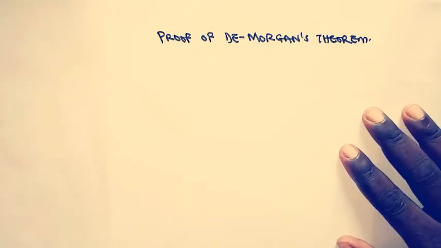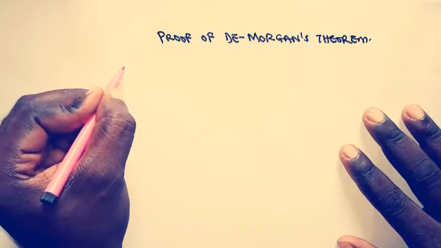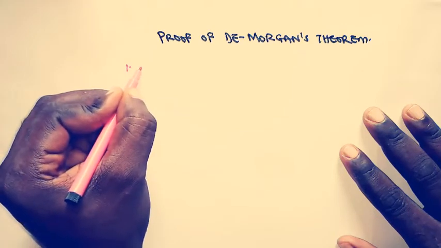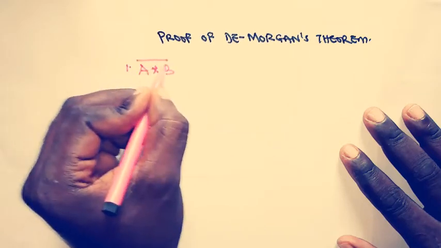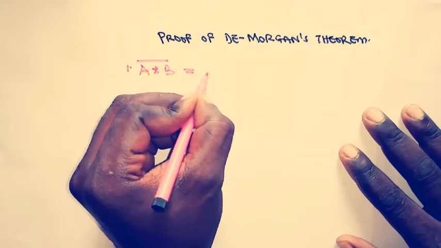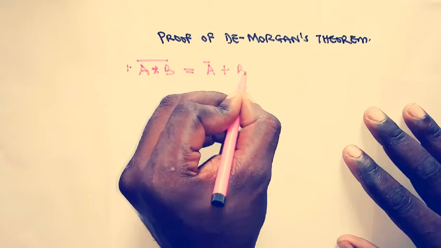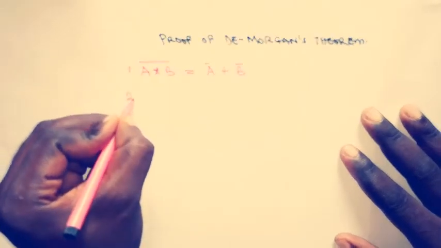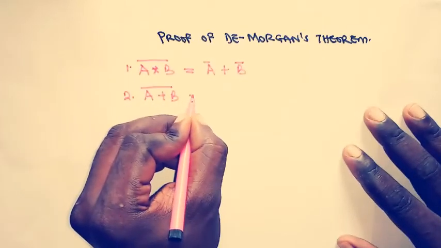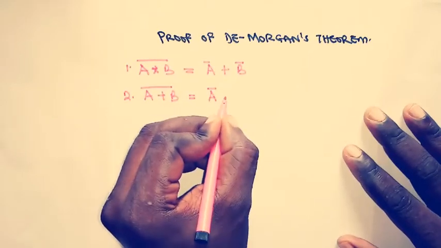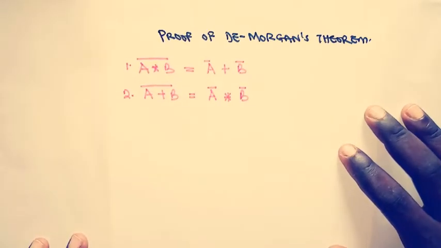So don't forget, in the previous video we stated De Morgan's theorem in two parts. One, we say (A·B)' is equal to A' + B': break the bar and change the sign. The second is (A + B)' is equal to A'·B': we break the bar and change the sign, and this is De Morgan's theorem.